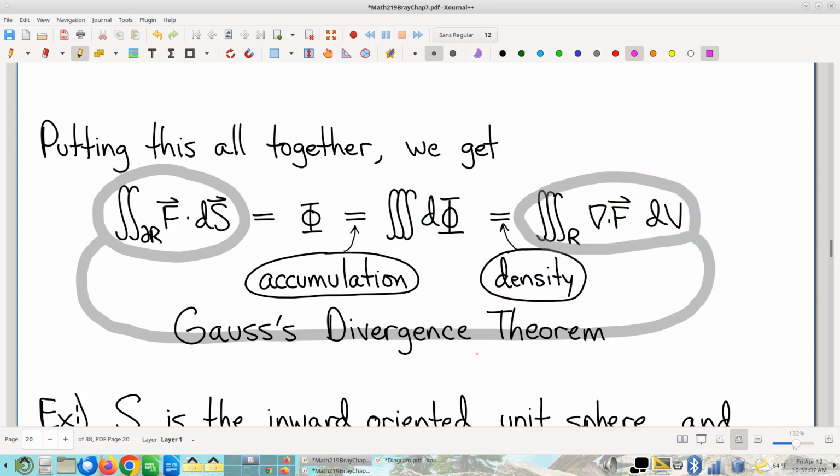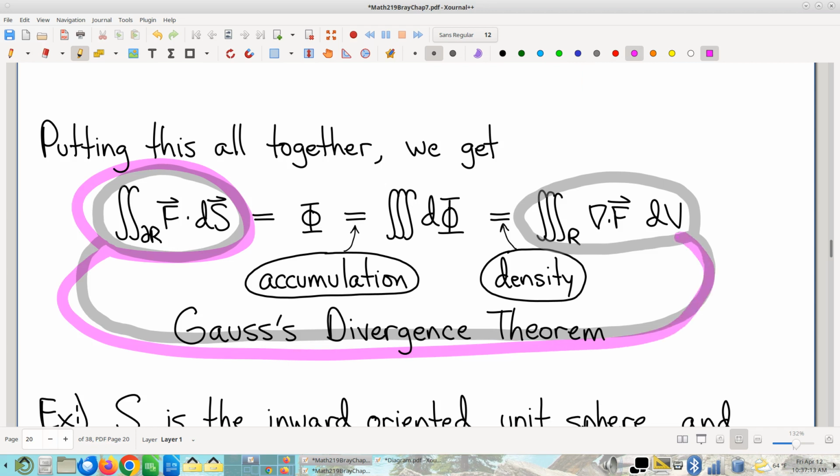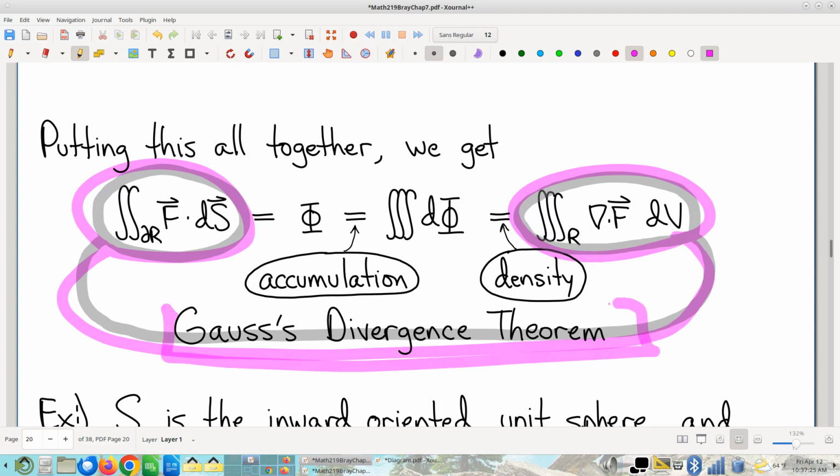Okay, and now, nice punchline. We have ourselves a new theorem. Our theorem allows us to compute boundary fluxes with triple integrals over the interior. And this is Gauss's divergence theorem.